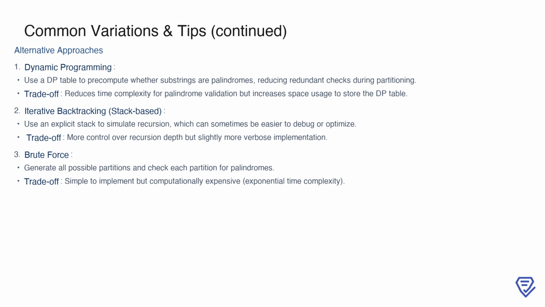Lastly, there's the brute force method, where you generate all possible partitions and check each one to see if all substrings are palindromes. While this is the simplest to implement, it has a major drawback in terms of efficiency, as it runs with exponential time complexity. Each of these approaches has its strengths and weaknesses, and understanding their trade-offs can help you choose the best solution for the specific problem or constraints you're working with.